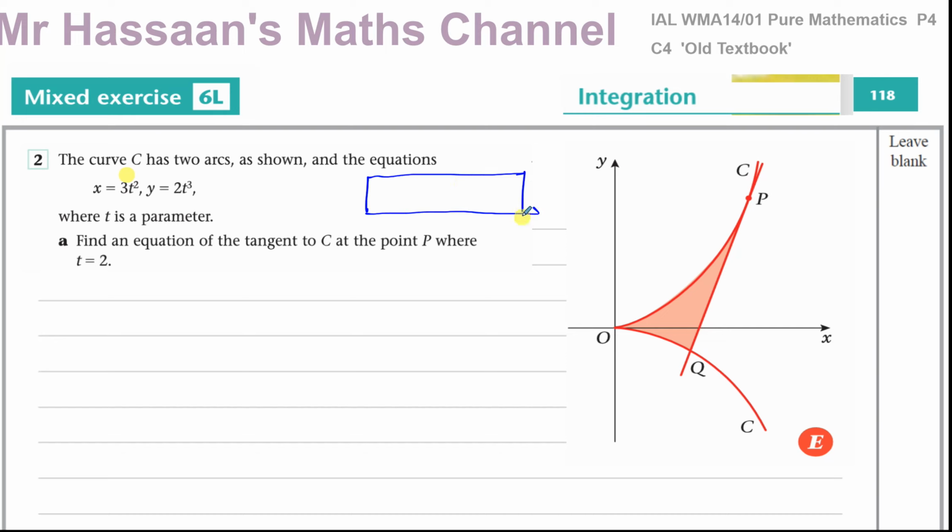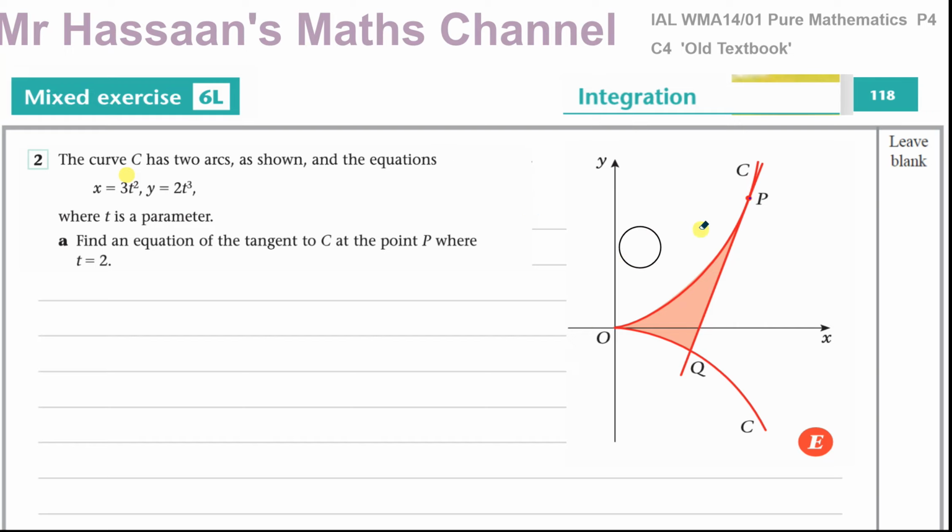So, for example, when t is 0, you would find x is 0 and y is 0. So that would be referring to this point over here. When t is 1, you find x is 3 and y is 2. So when t is 1, you'd have a point somewhere over here, 3, 2. And when t is 2, you have x equals 3 times 4, which is 12, and y equals 2 times 8, which is 16, which will be this point here, and so on. So that's how you would plot these points. You could have negative t values, positive t values, and you end up plotting this graph. That's how you would plot a parametric curve.